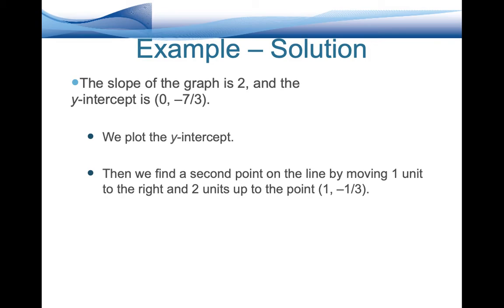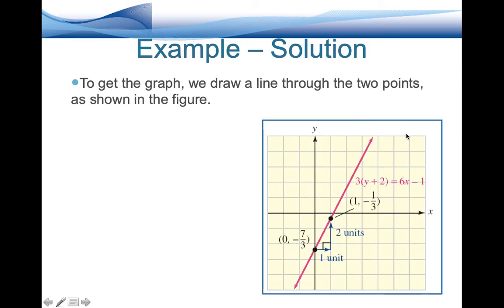It says our point is (1, negative 1/3). So what they've done is added the 2 to the y, because that's the up and down one. So that's up 2. You went from negative 7 over 3 to negative 1/3. Negative 7/3 plus a positive 2 will become negative 1/3. And I moved over 1, so that would be 1 for my x coordinate.